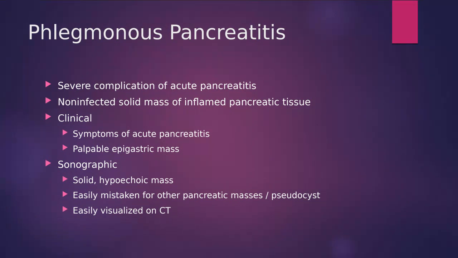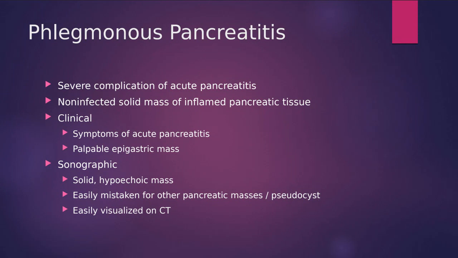Okay, so this tissue, it's kind of like a splenule, right? An accessory spleen, where we see this accumulation of splenic tissue outside of the spleen, but right next to it. So that's kind of what this is, but it's a non-infected mass of inflamed tissue. So the tissue is inflamed, but there's no infection in this tissue. So if there's an infection that's causing the acute pancreatitis, this phlegmon is not going to be affected, but it will still be inflamed. Okay? Kind of a very bizarre concept.